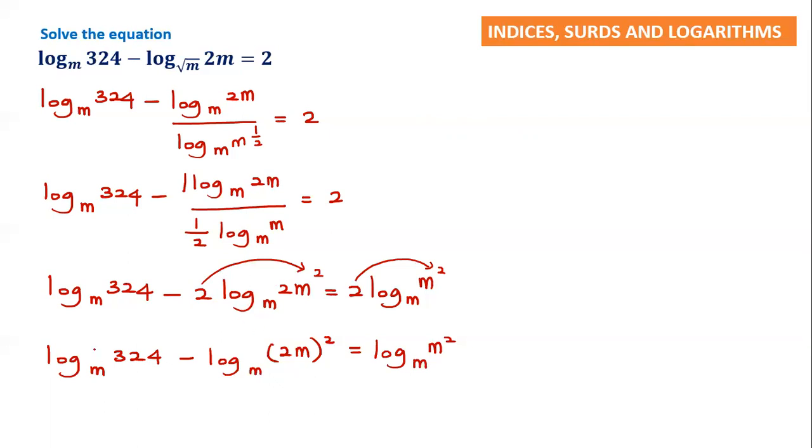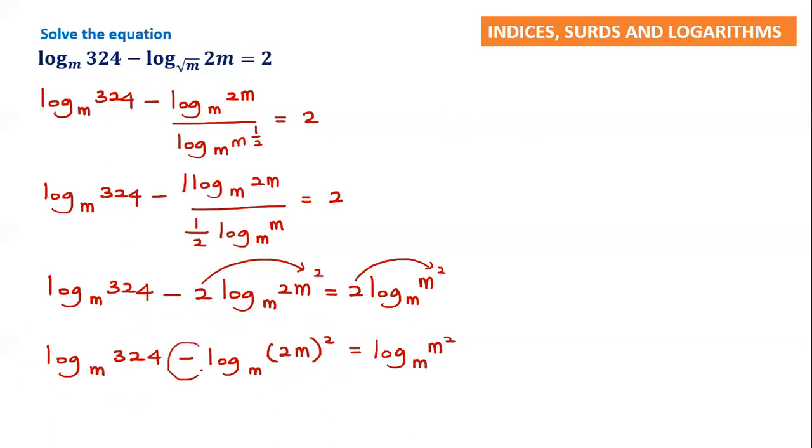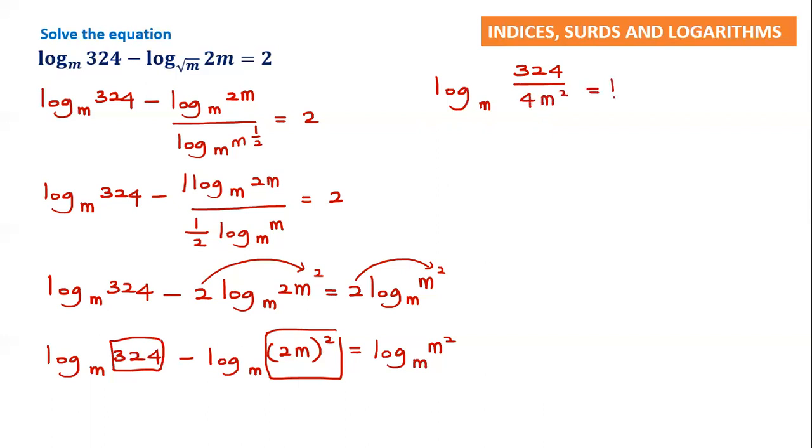Now you see everything is already in the base m. So these two are going to combine together. In log, minus is going to be divide. Minus is going to be divide. That means log m, this one will divide with this one. Understand? It's going to be 324 divided by, class, can I square this whole thing again? So when I square, I will get 4m square equals to log m m square. Hope that you understand after this.